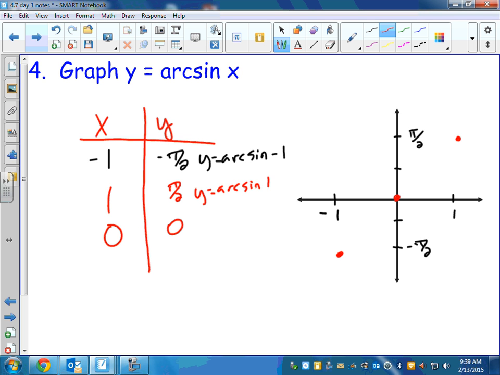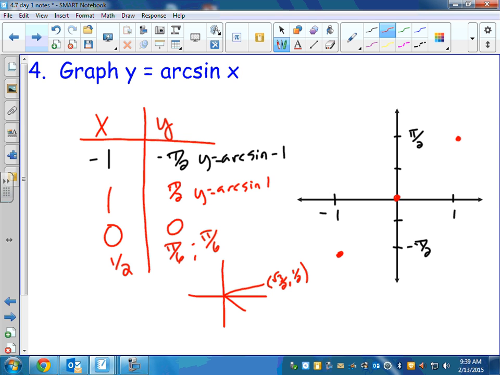What else do you want to pick? What are some other nice sine values we can get? Do we ever get 1/2 for sine? Here on my unit circle, square root of 3 over 2, 1/2. So would that be pi 6? Yeah. And is there another angle down here that has a sine of 1/2? Am I going to say 11 pi 6? No. I'm going to say negative pi 6.